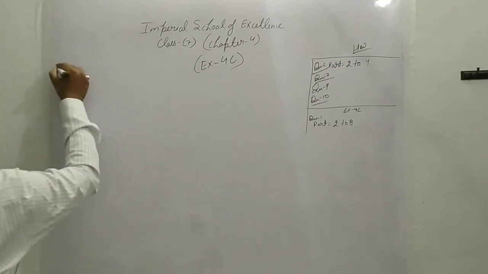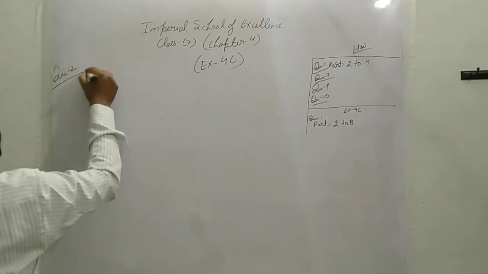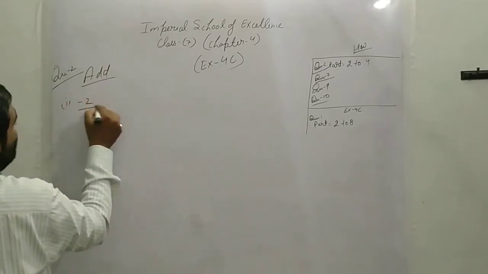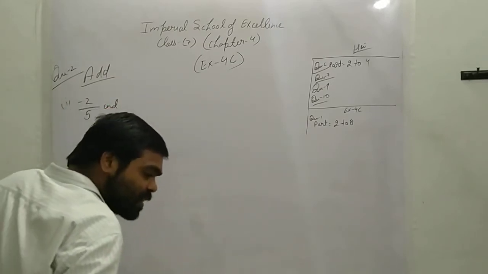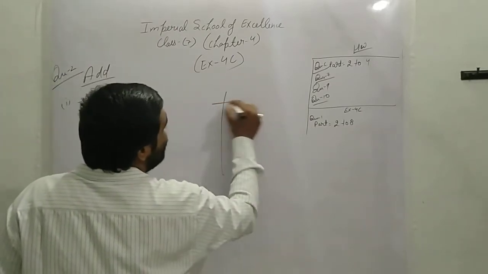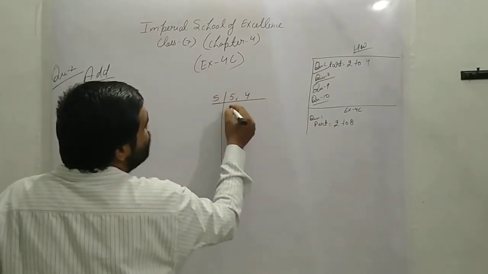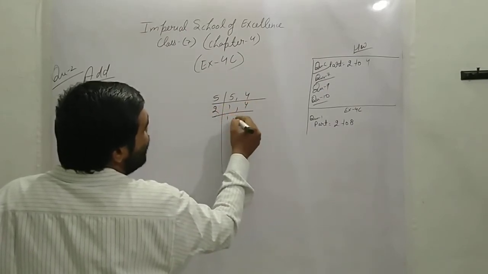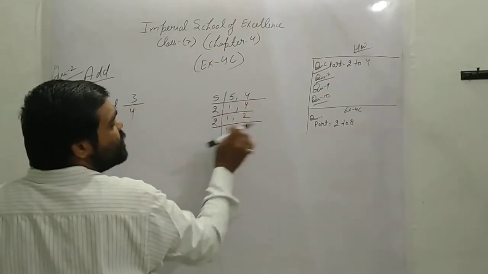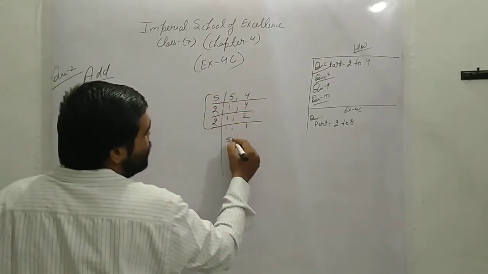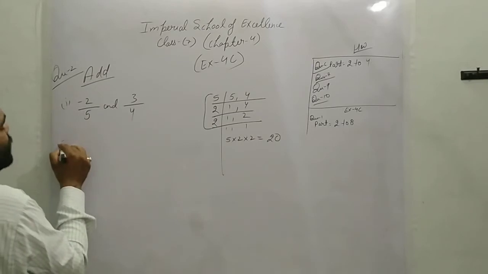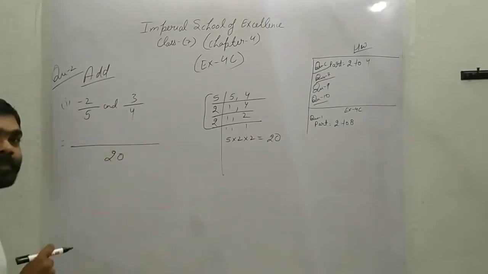Add the following rational numbers. Question number second is the same. You have to add the rational numbers. The first one is given here: minus 2 upon 5 and 3 upon 4. You have to take the LCM of 5 and 4. 5 1s are 5, 4 1s are 4. 2 2s are 4, 2 1s are 2. Now multiply these three: 5 into 2 into 2. 5 2s are 10, 10 2s are 20. It means that when you take the LCM of 5 and 4, the LCM is 20.